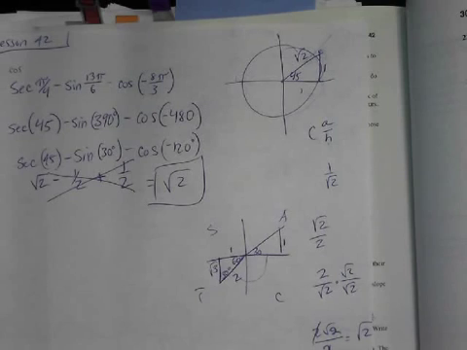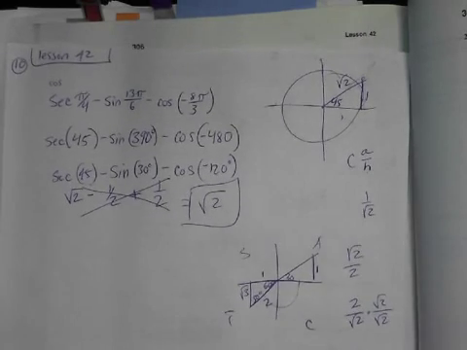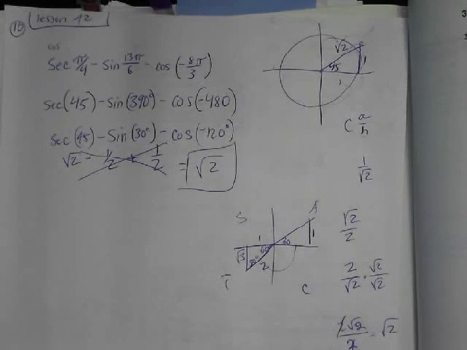Did anybody else get that? You're saying, mm-hmm. It's right. Did you get that, Cameron? Did you get all that? That was lesson 42, number 10. We ended up with just plain old root 2, and it's on YouTube in case you need to look at it again.